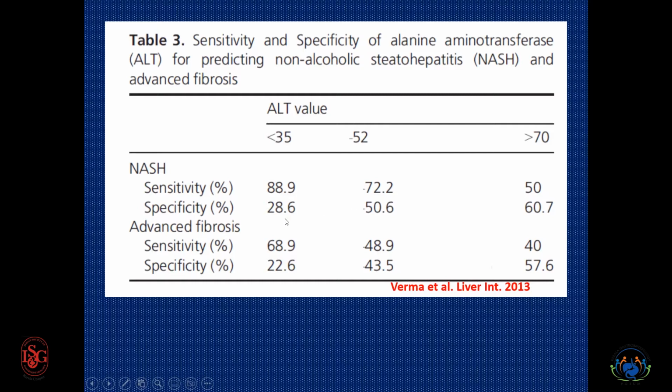But let us see what happens to specificity. From 28 it increased to 50, and increased again to 60 when the cutoff was 70. So when you increase the cutoff, the sensitivity comes down at the expense of specificity. You can increase one only at the expense of the other. Similarly for advanced fibrosis, sensitivity went from 68.9 to 48.9 and 40, but specificity increased from 22.6 to 43.5 and 57.6.